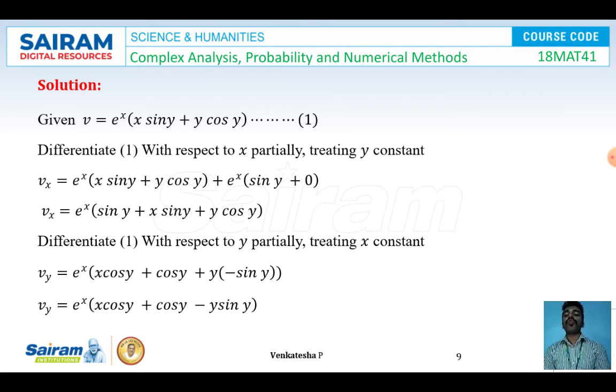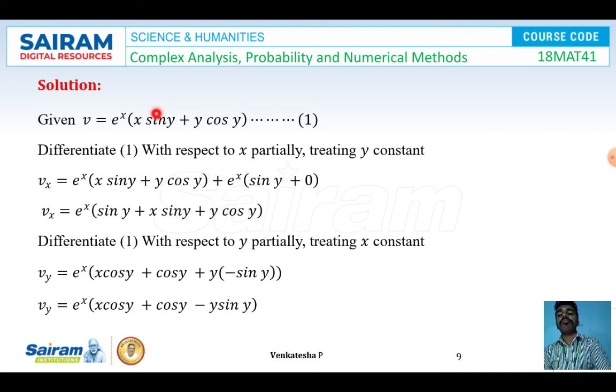So now I'll be differentiating equation number 1 with respect to x partially, treating y constant. So we will get dou v by dou x is equal to, differentiating e power x, it will become e power x, keeping this complete expression as it is, plus keeping the e power x as it is, differentiating this expression, x will become 1, y cos y is a constant here, no x term, so it will become 0. So on simplifying this, we got dou v by dou x is equal to e power x (sin y) plus e power x (x sin y plus y cos y).